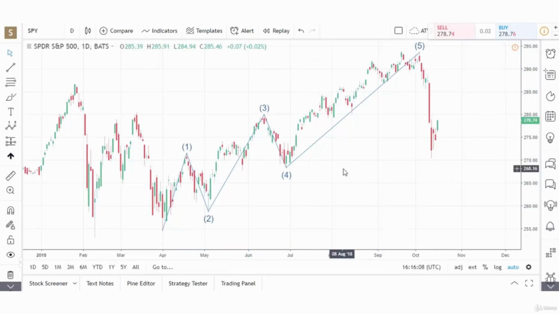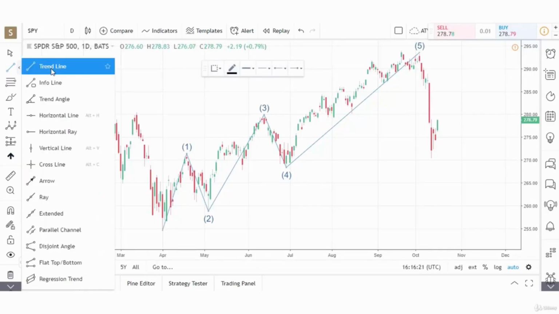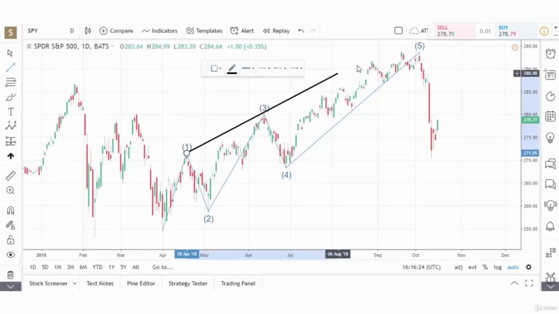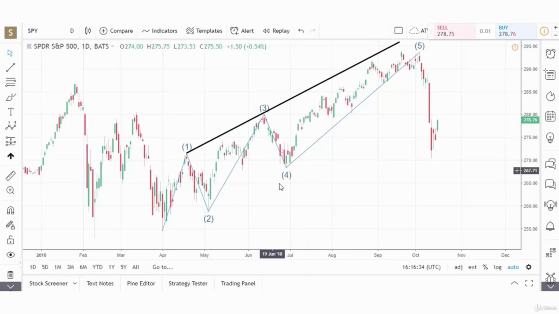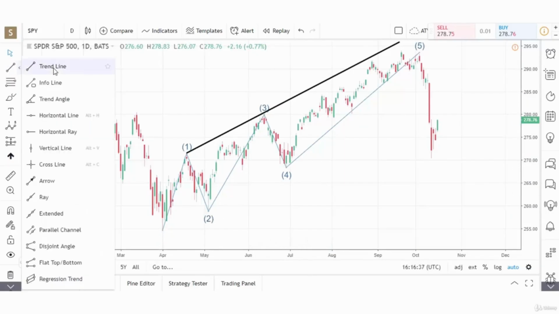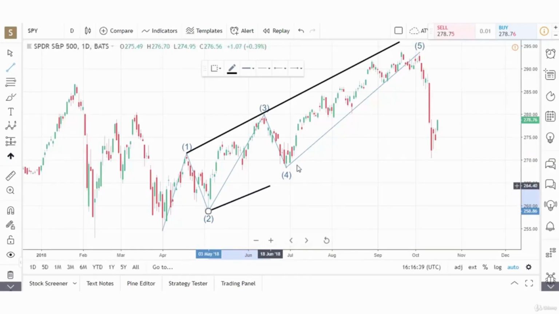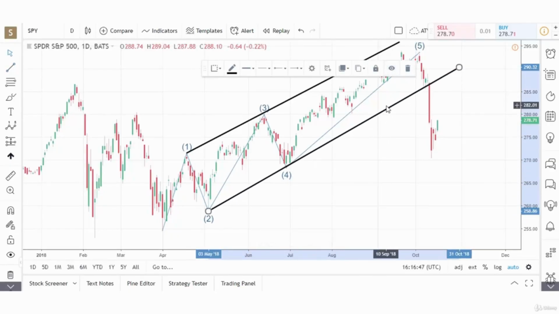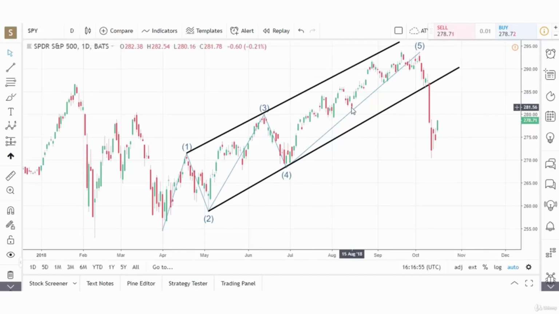Now, one way to trade with the Elliott wave pattern is to connect points 1 and 3. So we'll move over here, and we're going to draw a trend line. So connect points 1 and 3, moving up. And now we're going to connect points 2 and 4, also with a trend line. And that's going to give us a channel to trade in. So we have both the Elliott wave, which gives us a channel, and then we have a larger channel by connecting 2 and 4 and 1 and 3.